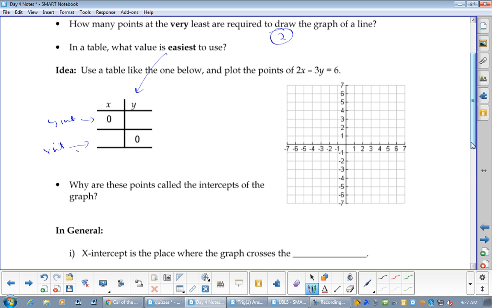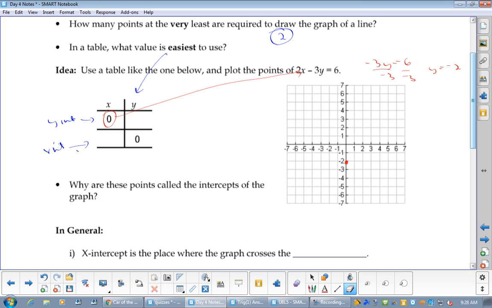Okay, so if you put 0 into this equation, you will get negative 3y equals 6, right? Because 2 times 0 is 0, that's just gone. Divide by negative 3. y equals negative 2. Okay, so you just found your y-intercept is negative 2.